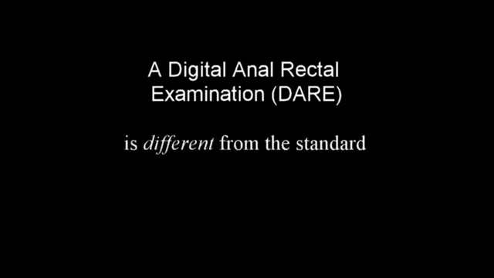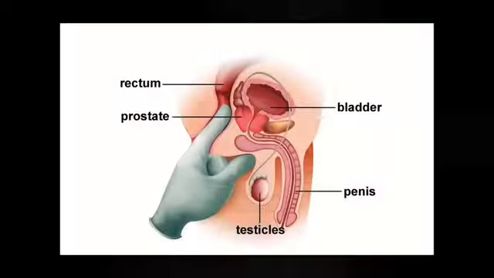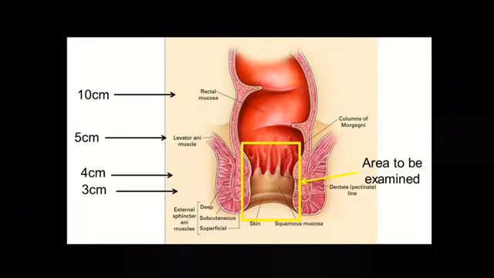So it's important to realise that a digital anal rectal examination is different from the standard medical examination of the prostate. Firstly, we're examining 360 degrees of the anal canal, not just the anterior portion, which is done in a digital examination for prostatic changes. Secondly, we're extending up to 10 centimeters, the full length of the index finger, into the anal canal and detecting small abnormalities, primarily masses. And you can see this illustrated in the diagram here, where the area to be examined is highlighted in the yellow box.